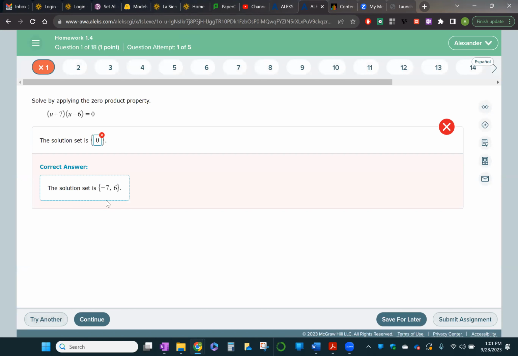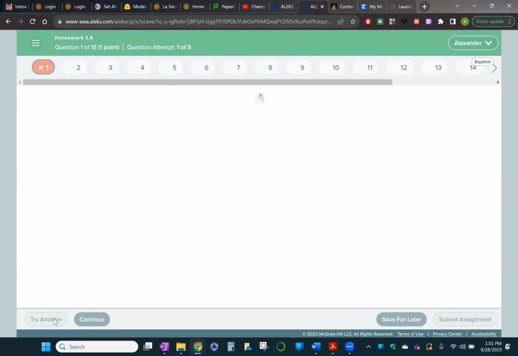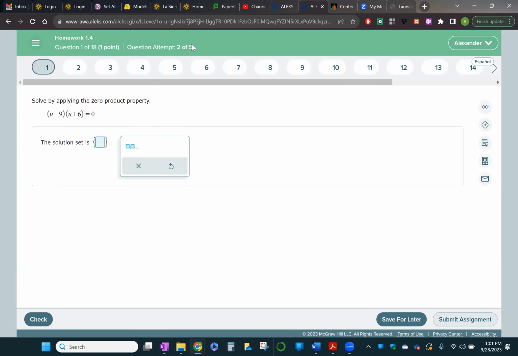But that's attempt 1, and I can hit try another, right? And so now I'm on attempt 2 of 5, right? So how many attempts do I get altogether? Well, I get 3 tries on 5 attempts. So 3 times 5, I get 15 submissions, right? But that's not all. I can redo the assignment at the end and get another 15. So it's really up to your willpower how many times you're going to retry a problem, right?